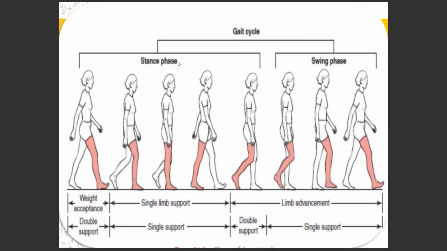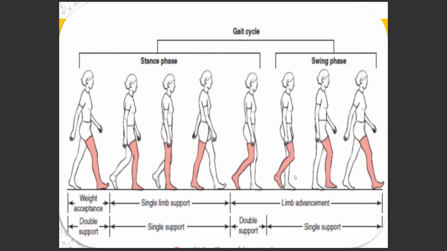These are in the one gait cycle. This is the stance phase. This is the swing phase. And in the stance phase, this is the heel strike. This is the loading response at the flat foot. This is the mid stance where all the body weight is on the leg. This is the heel off. This is the toe off. So these five phases are known as the stance phase.